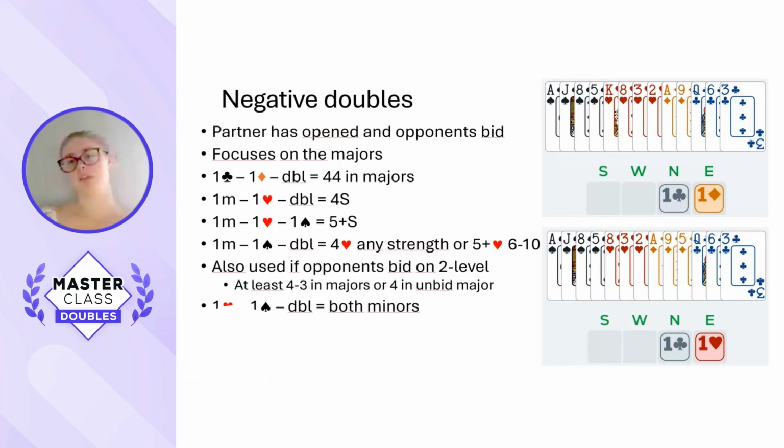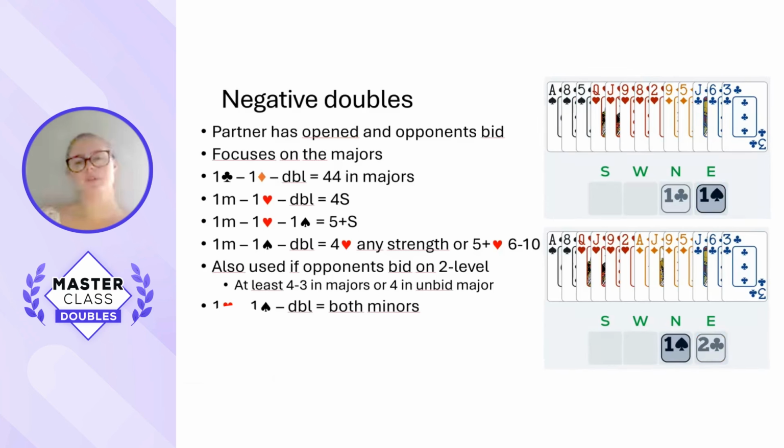In the next example, the bottom one, partner opened a club and East bid a heart. And now we have 11 high card points, so we might go for game, we might not. And we have 4 spades. So here we remember that we double to show 4 spades, because if we had bid a spade, that would be at least 5 spades.